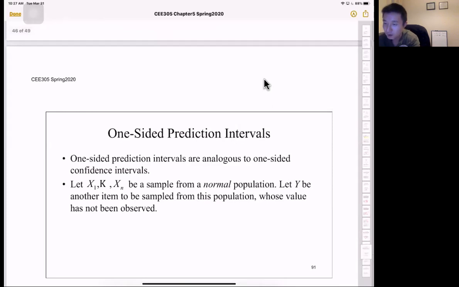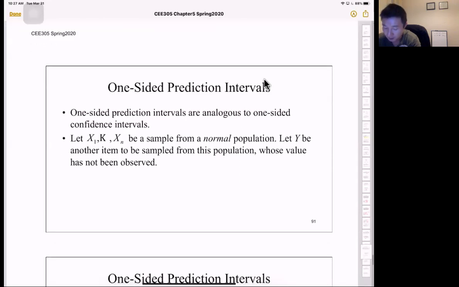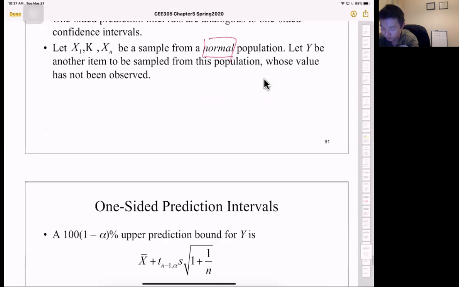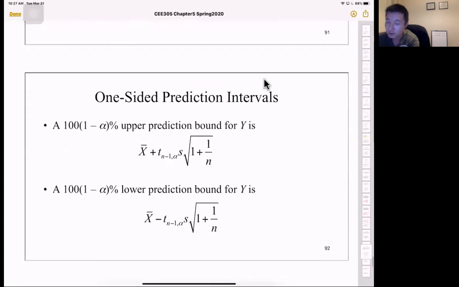Similar to the confidence interval, we also have a one-sided prediction interval. Sometimes we only care about the upper level or the lower level. It is similar, but we also require the population to follow a normal distribution. And here is the equation for the one-sided prediction interval.